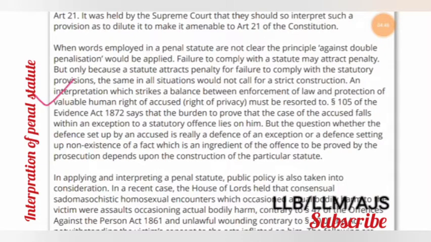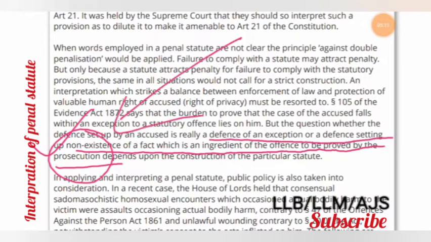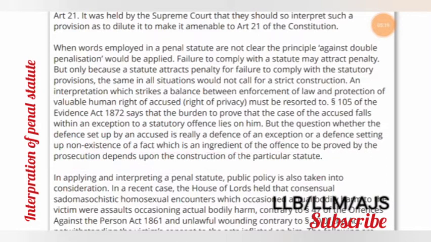Then comes an interpretation which strikes a balance between enforcement of law and protection of valuable human rights of the accused. Right to privacy must be resorted to. For example, Section 105 of the Evidence Act 1872 says that the burden of proof that the case of the accused falls within an exception to the statutory offence lies on him. But the question whether the defence set up by the accused is really a defence of an exception, or a defence setting up non-existence of a fact which is an ingredient of the offence to be proved by the prosecution, depends upon the construction of a particular statute.